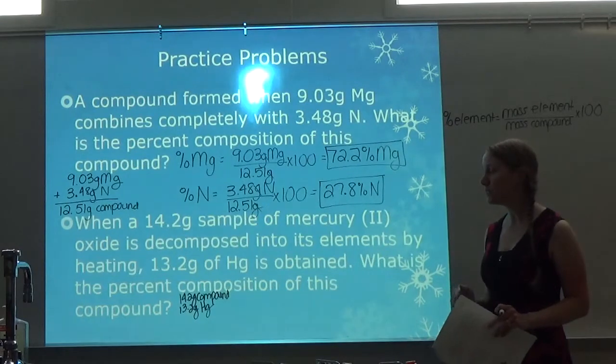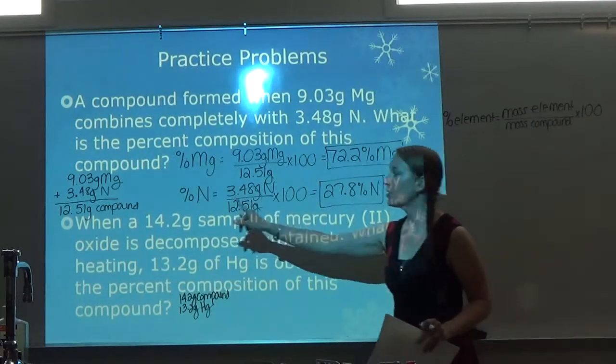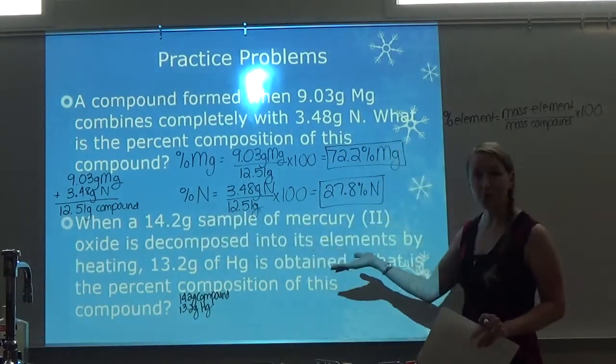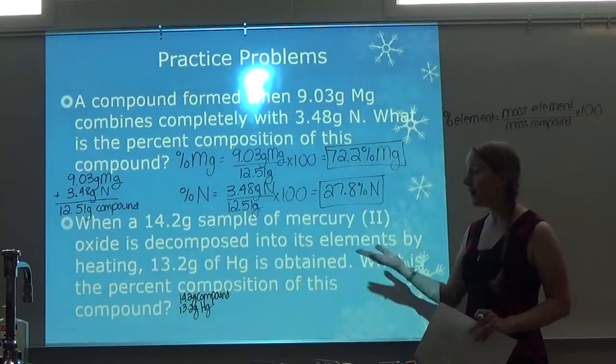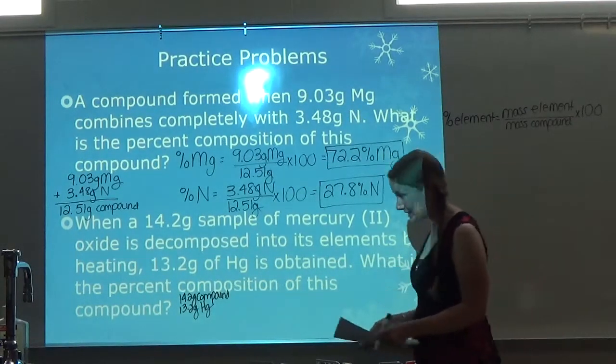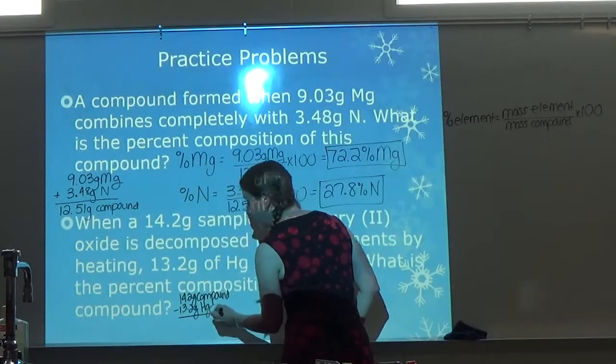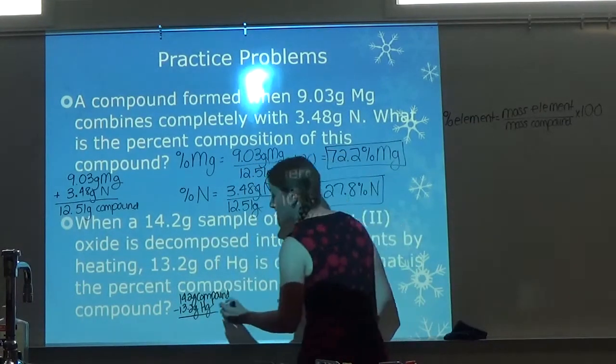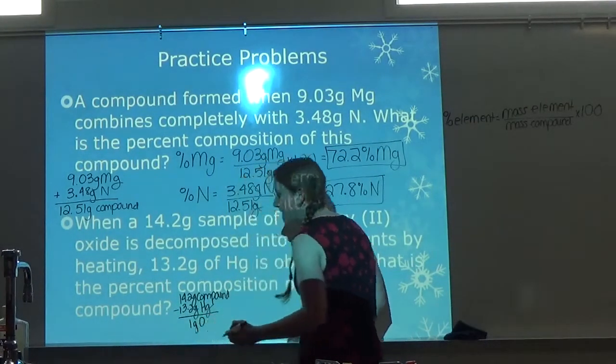What's the percent composition? Well, I know this compound also contains oxygen because it's called mercury(II) oxide, so I need to figure out oxygen by subtracting. So if I take my whole compound and subtract the 13.2 grams of mercury, I get 1 gram of oxygen.